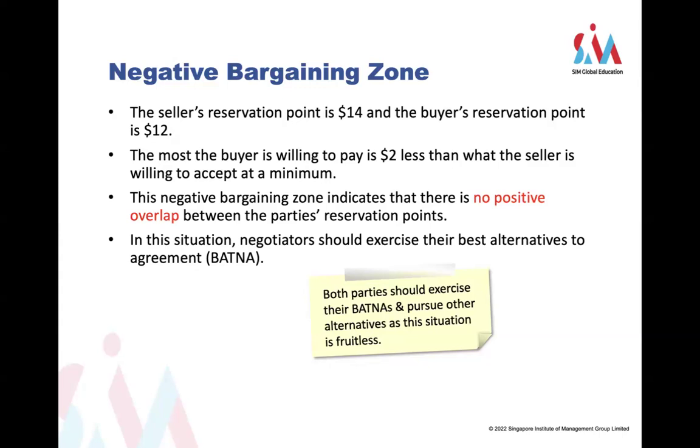All right, so the buyer should look for other sellers. The sellers should look for other buyers. Go and activate, go and exercise your plan B, because in this particular negotiation, there won't be an outcome. It is going to end at this stage. So this is an example of a negative bargaining zone. There is no overlap between both parties' reservation points.